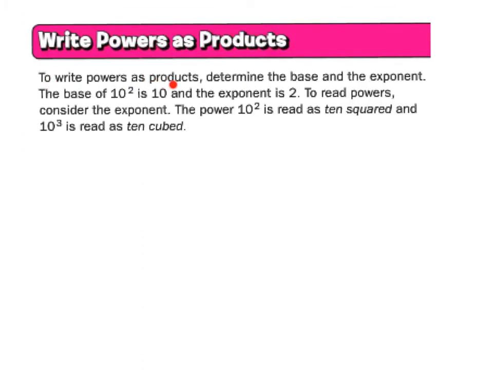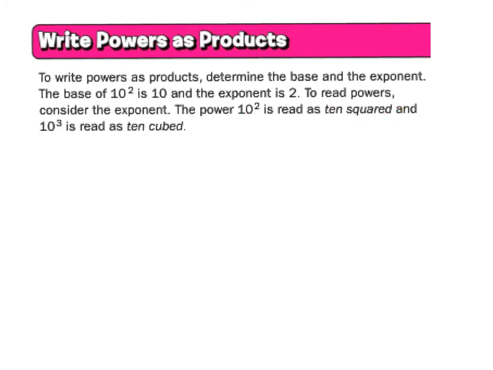To write powers as products, we have to determine what the base and the exponent are. The base of 10 to the second power, or 10 squared, is 10, and the exponent is 2. To read powers, consider that exponent. The power 10 to the second power is read 10 squared.